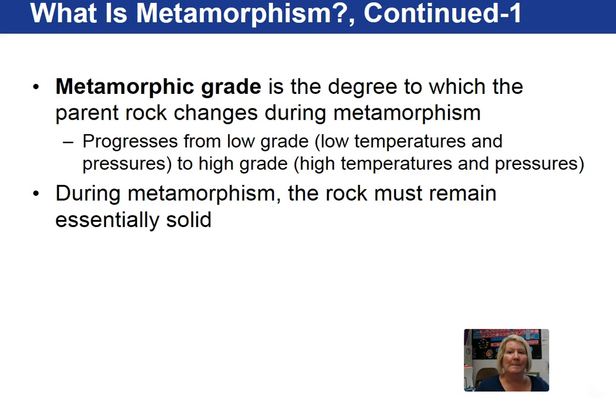So I mentioned metamorphic grade. It's just a change in conditions, and you can start from low and go to intermediate and finally end up at high-grade metamorphism. Please keep in mind that when a rock is metamorphosed, it is a solid. It does not melt. If it melts, it's not metamorphic, it's igneous.